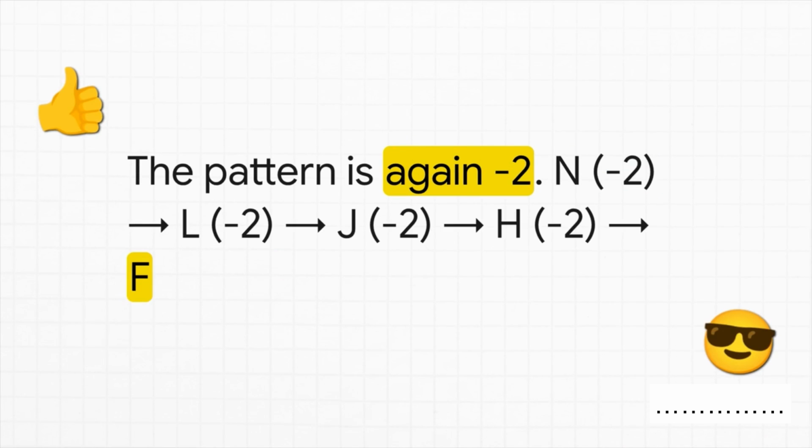Now for the second letter in each term, we have N, then L, then J, then H. Hey, this is the exact same pattern we just saw. It's a simple -2 logic. So after H, which is 8, we subtract 2 again, which gives us 6, and that's the letter F.